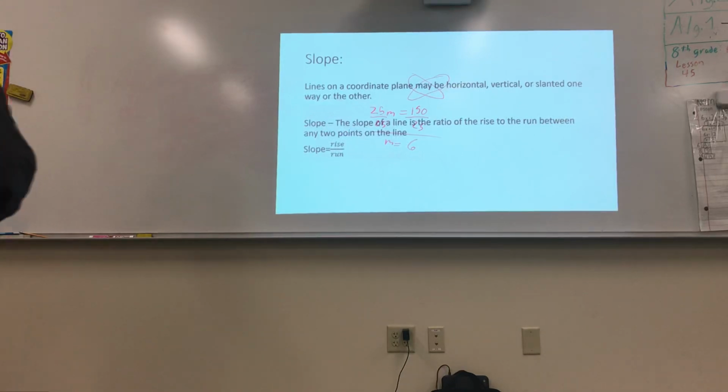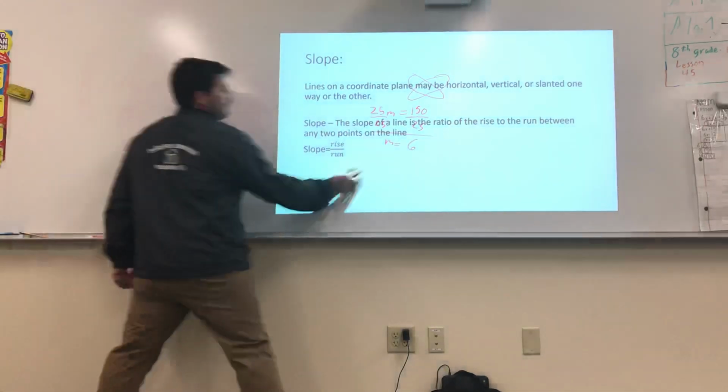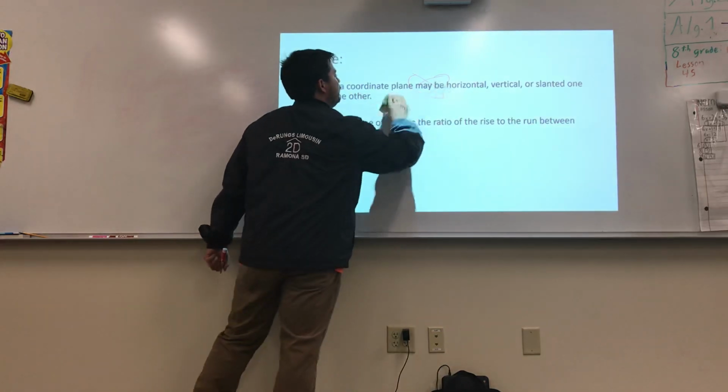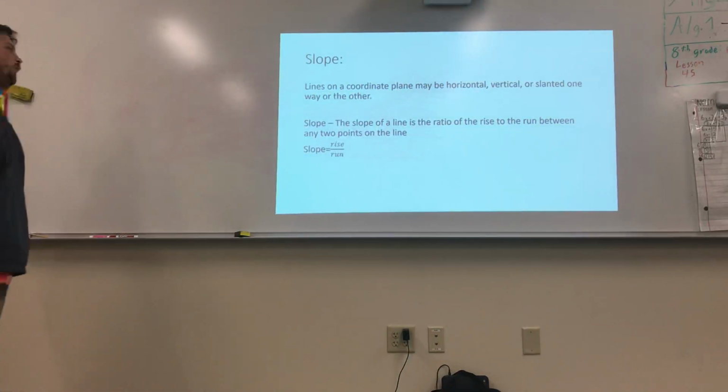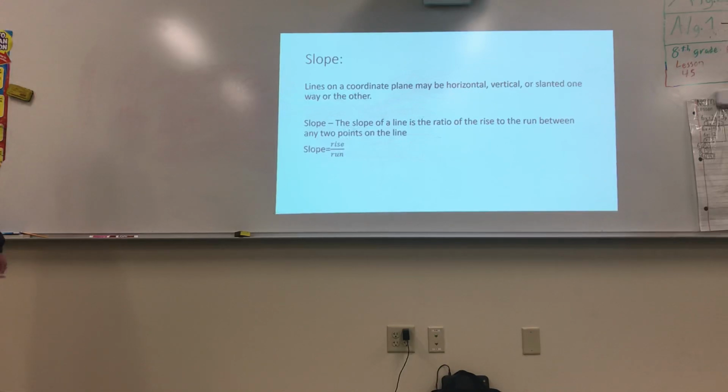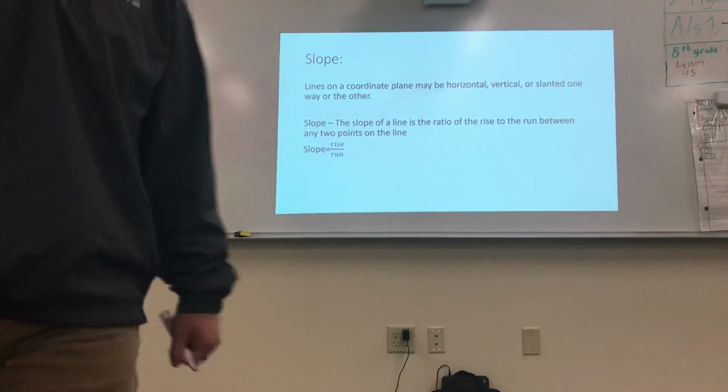Okay, slope. Slope may be horizontal, vertical, or slanted one way or the other. The slope of a line is the ratio of rise to the run between any 2 points on the line. Slope equals rise over run.